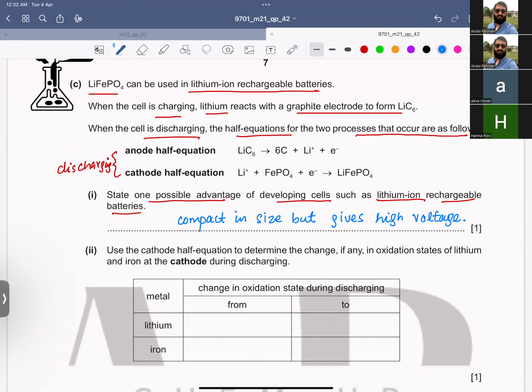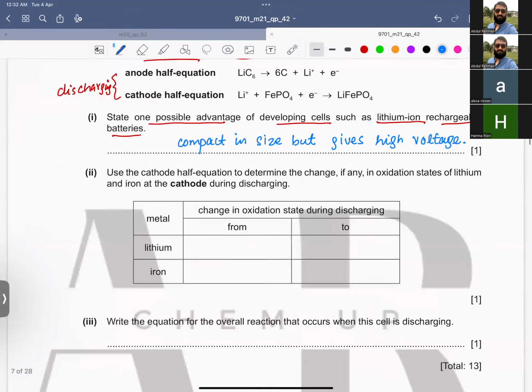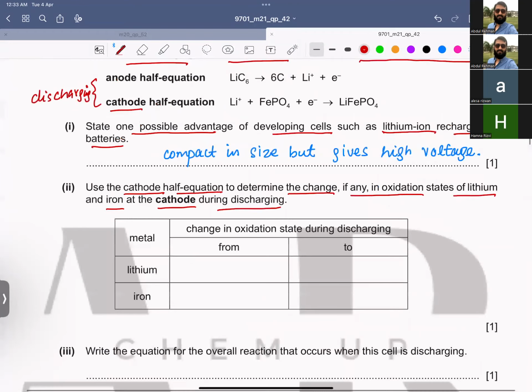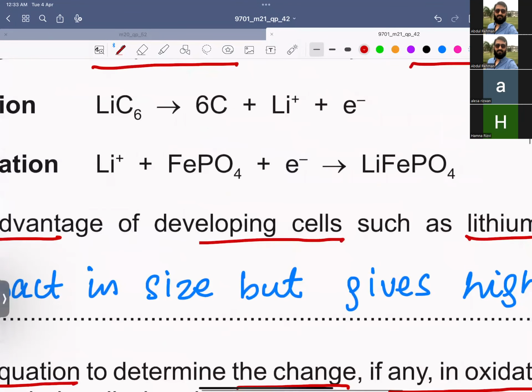Now, next part. Use the cathode half equation to determine the change, if any, in oxidation state of lithium and iron at the cathode during discharging. Okay, so here I have a half equation of the cathode. If you look over here, it is a positive 1 charge. If we talk about phosphate, phosphate is 3 negative, which means this iron has a 3 positive charge.